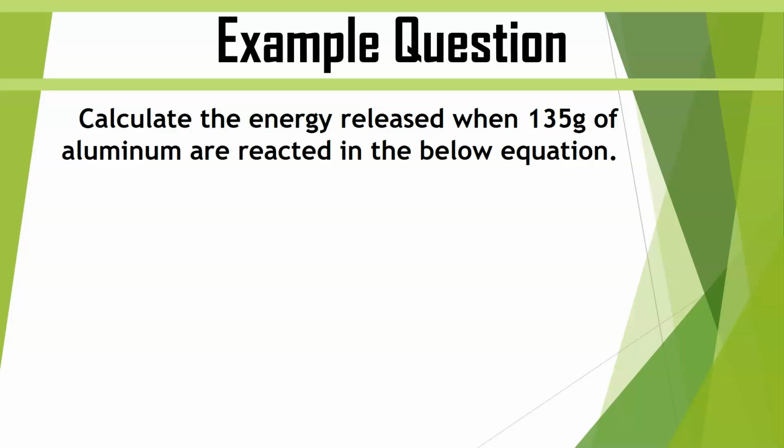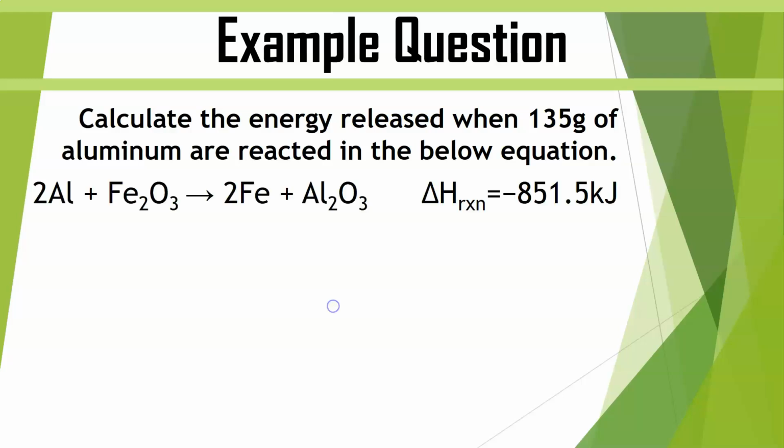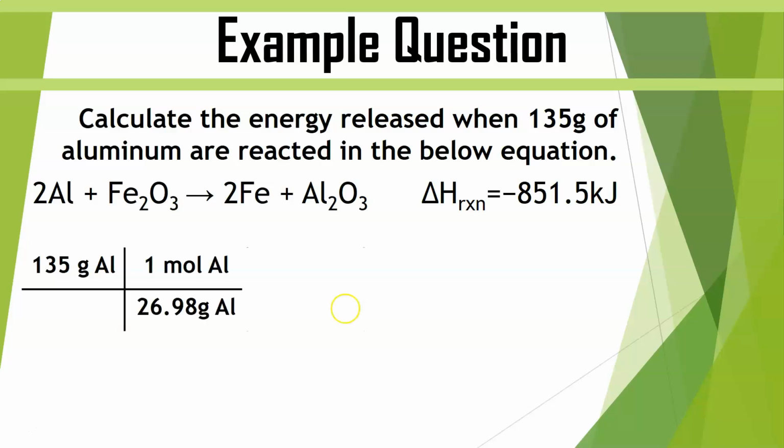So give this one a try. Calculate the energy released when 135 grams of aluminum are reacted in this equation. So you're going to have 135 grams, and you're going to try to convert it until you get kilojoules. Start with your known value. We're going to go grams to moles using molar mass.